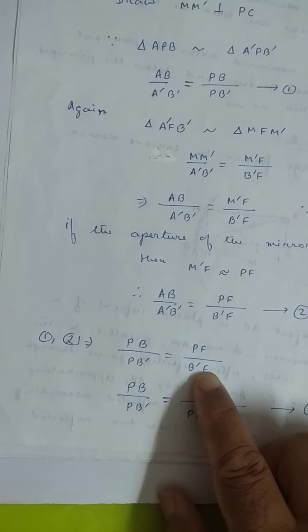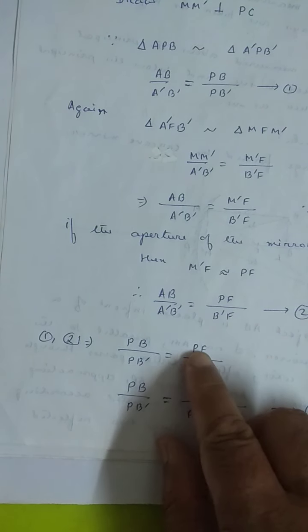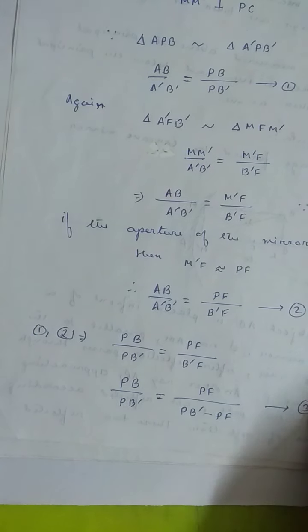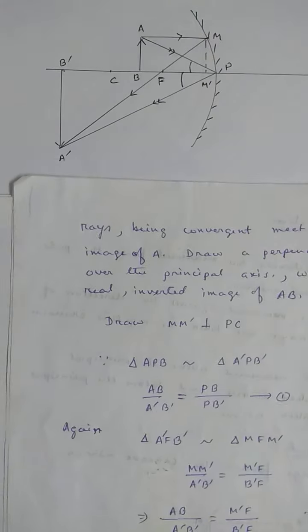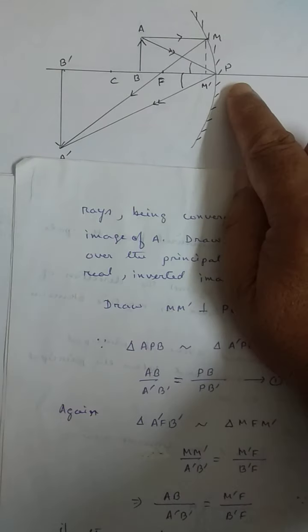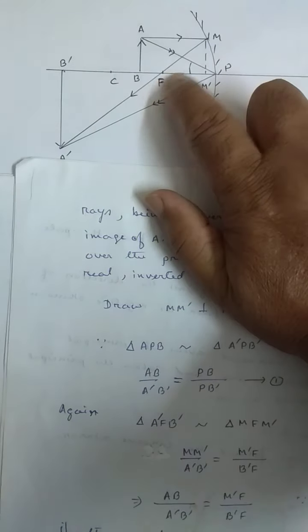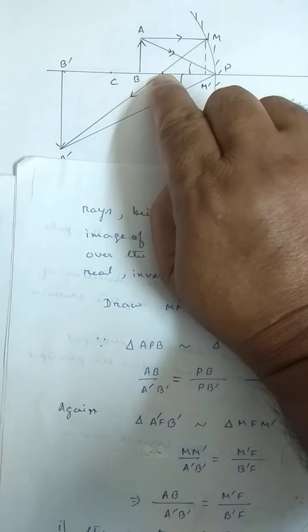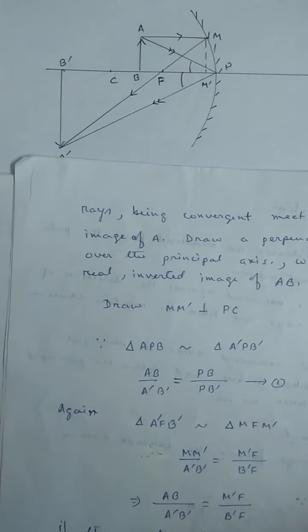PB by PB' is equal to PF by B'F. Have you got it? PB by PB' is equal to PF by B'F. Now here, again one consideration is there. What is B'F? We do not know what is B'. This is the B'F.